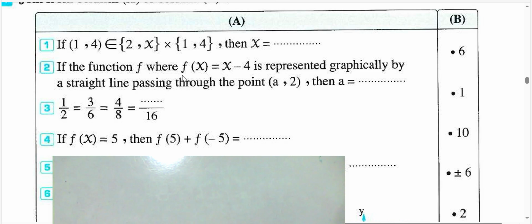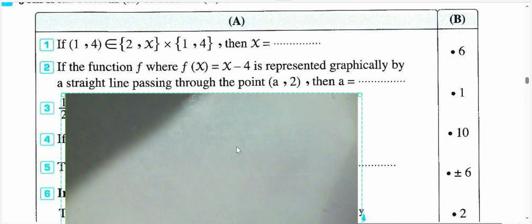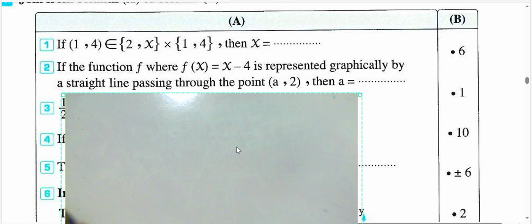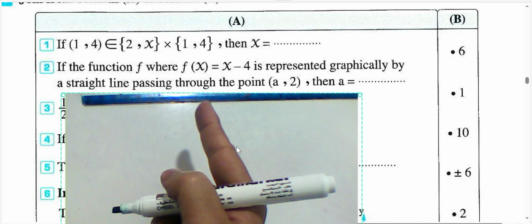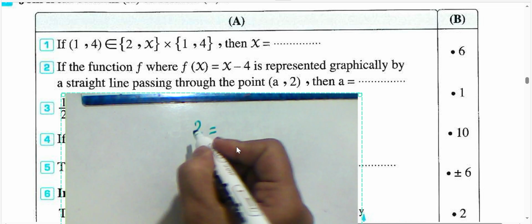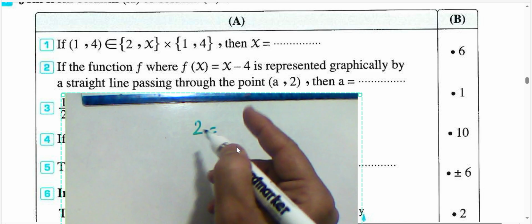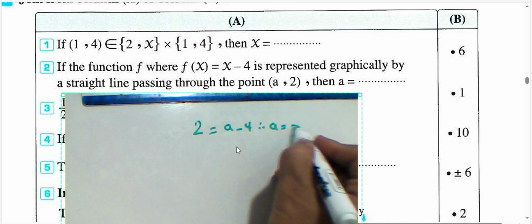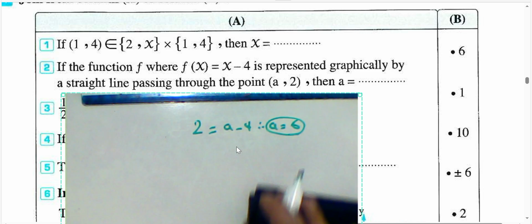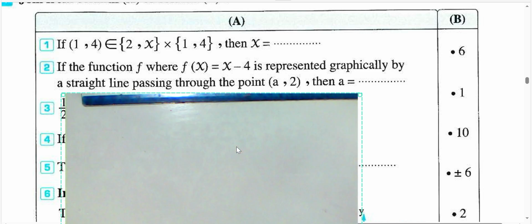Number 2: if the function f of x equals x minus 4 is represented graphically by a straight line passing through the point (a, 2), we can put x equal to a and y equal to 2. f of x, meaning y, equals x minus 4. With x equal to a, we put a minus 4, and the value of a here equals 6.